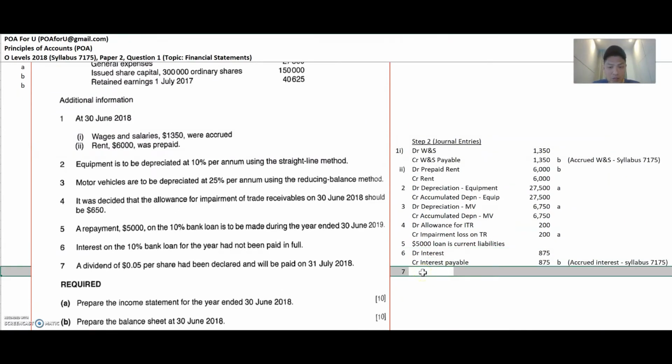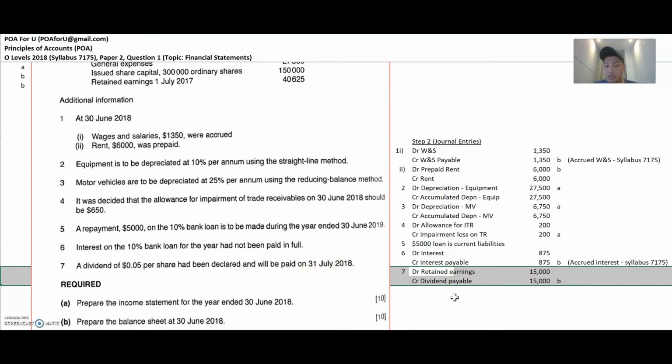Now, the last one: dividends of 0.5 cents, or $0.05, have been declared and will be paid 1 month after the year end. So this is a current liability, and you need to calculate how much this dividend is. It's 0.05 per share. How many shares are there? 300,000 shares. So you would debit retained earnings, because dividends reduce your retained earnings, and credit your dividend payable, which is a liability that you will pay 1 month after your financial period ends.